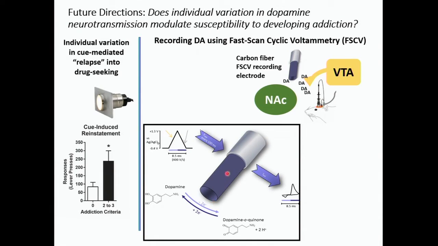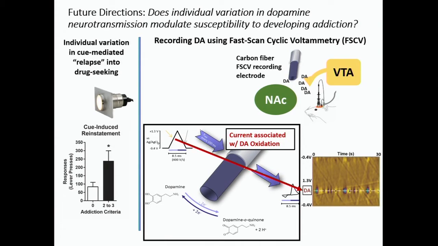What you have is this carbon fiber electrode, okay? And every 10th of a second, you pass a very small voltage waveform on it. At one point on this waveform, dopamine binds to the carbon fiber and undergoes an oxidation-reduction reaction, okay? It gets oxidized and reduced, and you can measure current from that. And this is what the data actually looks like.